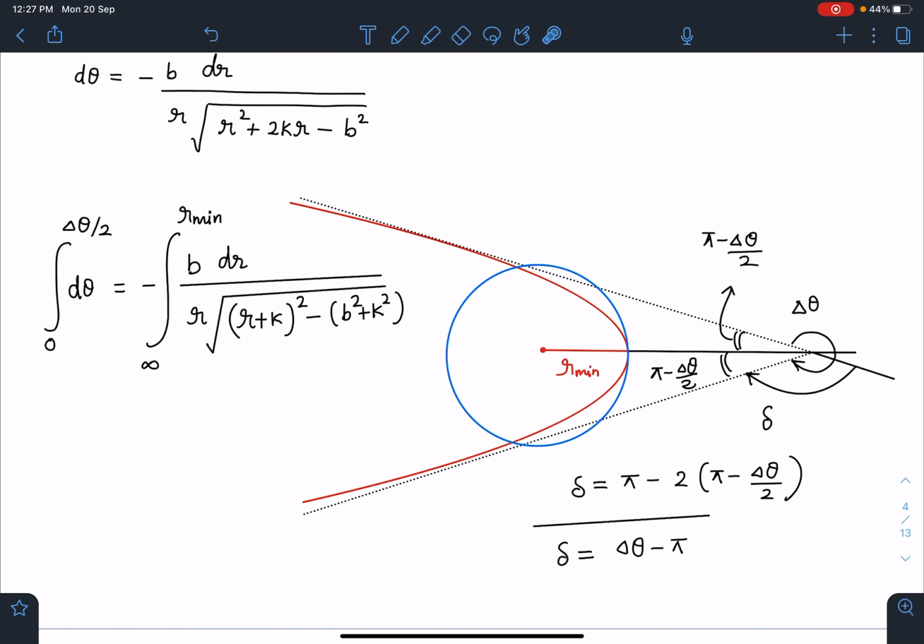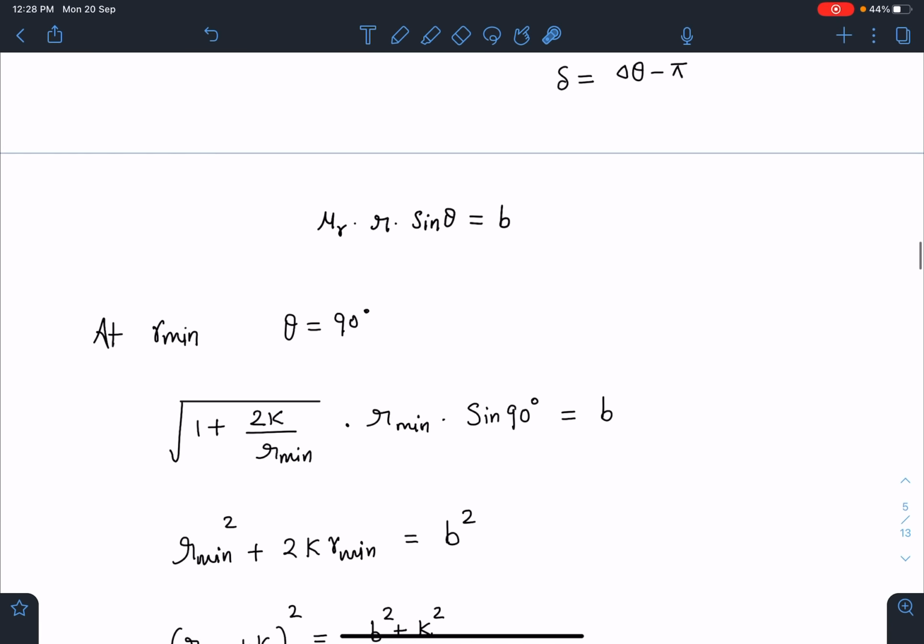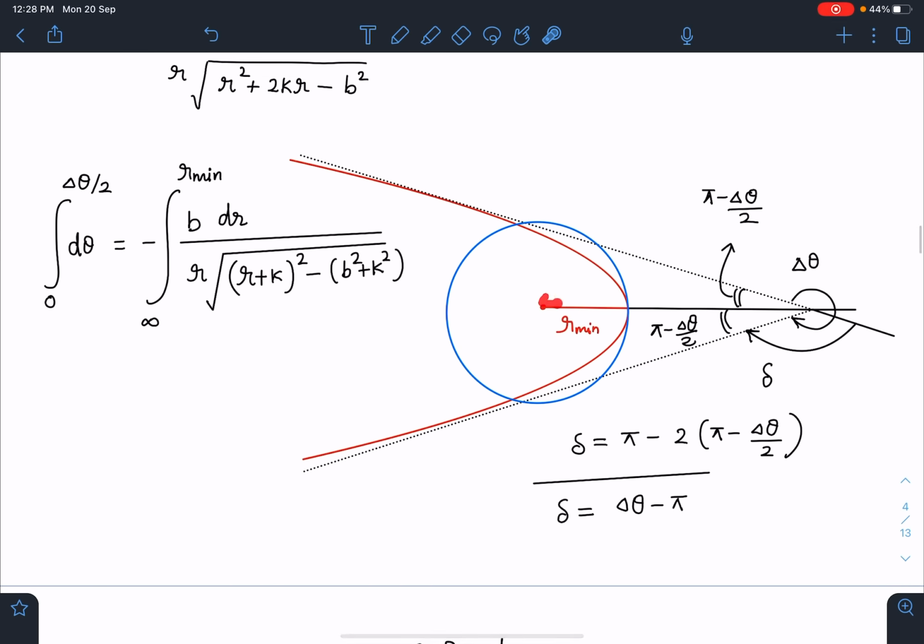Alright, and in this process, when it is covering this entire angle of delta theta by 2, this distance is r minimum. So integral d theta will go from 0 to delta theta by 2, and limit of r will go from infinity to r minimum. Alright, let's find out this r minimum here. So you can say at r minimum, you can see here, this is the normal and this is the incident light ray, red color one. So this angle of incidence becomes 90 degree and r is r minimum.